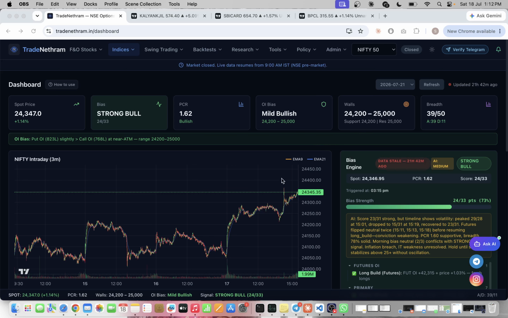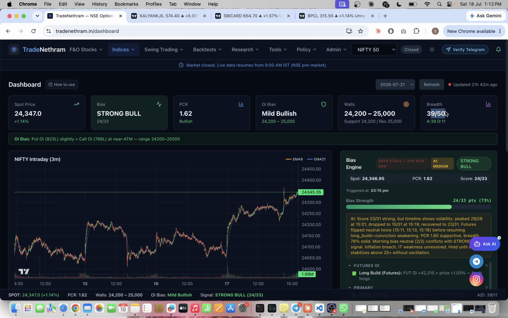So in this section, you can see the spot prices and bias. The PCR is the put call ratio, either bullish or bearish, and also the OI bias. What is the OI data telling? Not just volumes. When I talk about volumes, this is not about the indices volumes, because indices itself doesn't have any volume, right? It will be futures volume and options volume. So the OI bias and also the breadth are the main things, guys.